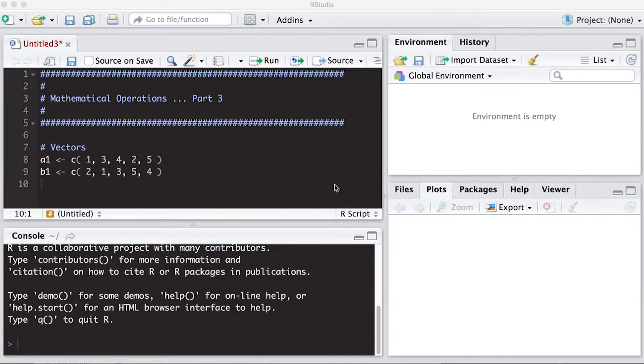Welcome to the R video tutorial on mathematical operations part 3. And this is really not mathematical operations, but more standard statistical functions. All right, so let's get started. By the way, this is part of Statistics 321 at Virginia Commonwealth University.